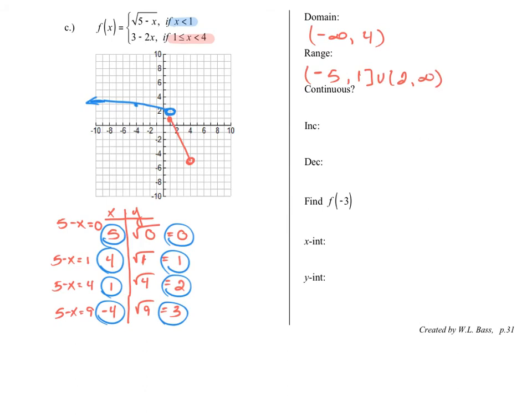Now, is this graph continuous? All we're doing here is we're tracing the graph, and if I have to pick up my pen to move from the blue piece to the red piece, which I did, we say that the graph is not continuous, so no.